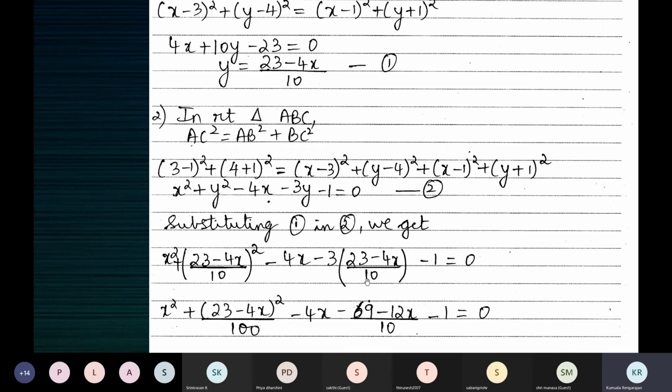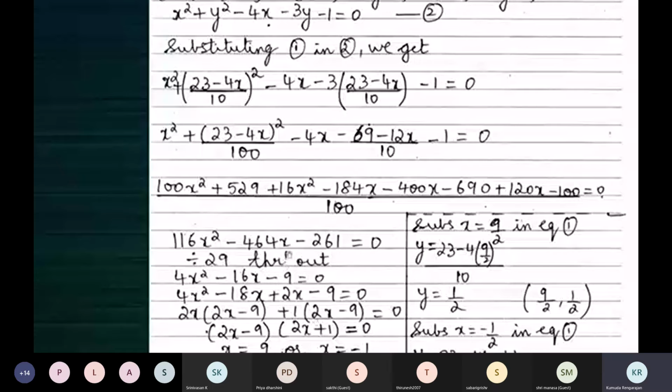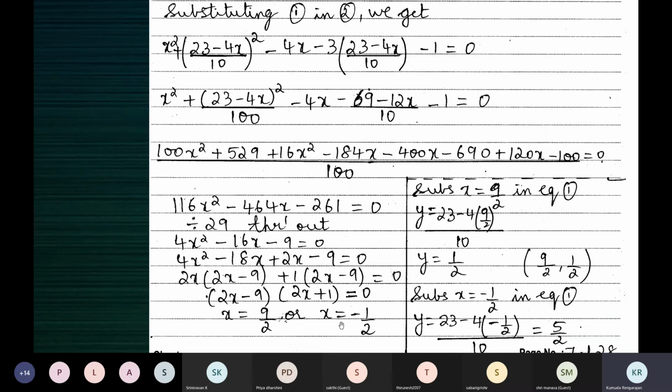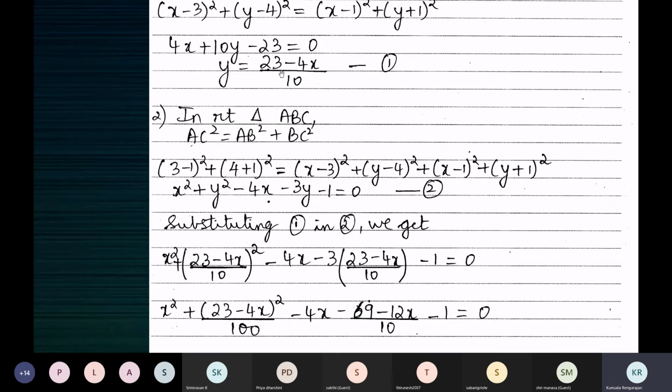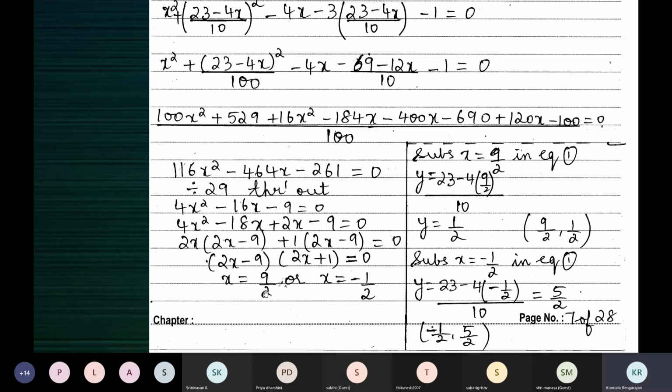Now you'll have to solve this carefully. Take up LCM and all that carefully. Here I've shown all the steps. Nothing is missing here. Take up the LCM and all that. Then you get a quadratic equation. Divide by 29 throughout. You get a simpler quadratic equation. Split the middle term and we get 2 values for x. Use the equation y is equal to 23 minus 4x by 10 and find the corresponding y values. You got 2 x values. Find the corresponding y values.